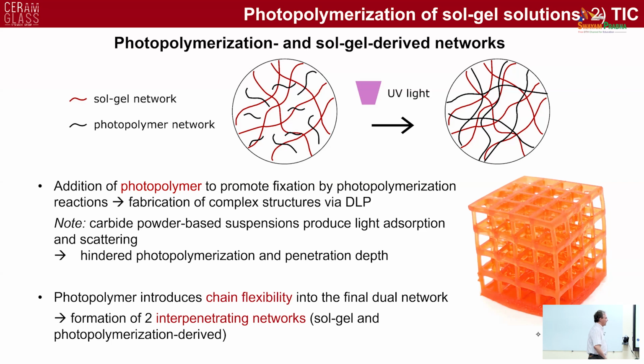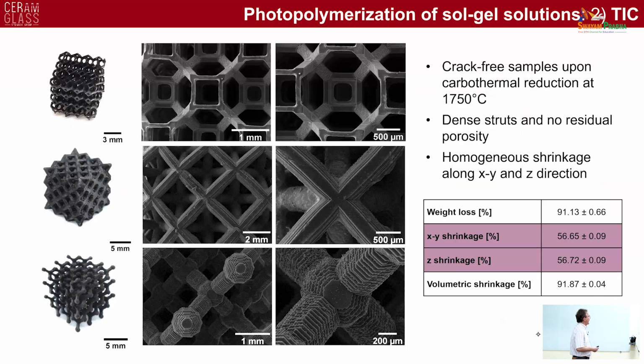This is just one example, and this is not in the form of a disk. We wanted simply to be able to generate structures and then check if the structure could be effectively converted to a titanium carbide structure without losing the shape. And you can see that after carbothermal reduction reactions, we were able to retain the shapes.